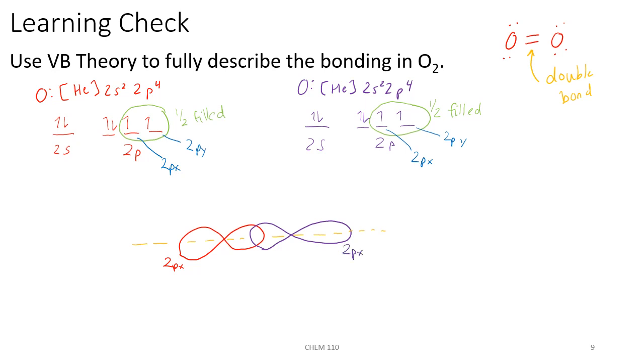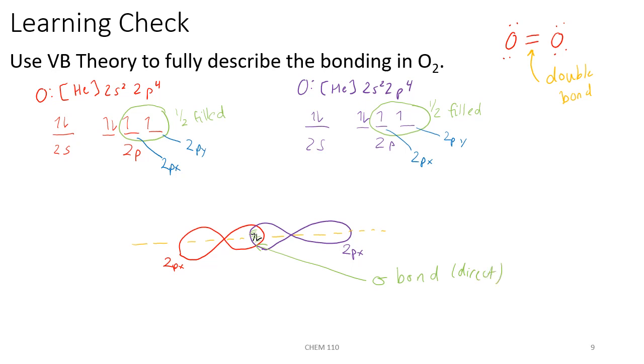Our region of overlap, where one electron from each 2px orbital comes together, is directly along the internuclear axis right here. So here's our region of overlap. When the 2px orbitals come together, this would represent a sigma bond. So the first type of bond that's formed is that single sigma bond from that direct overlap along the internuclear axis.